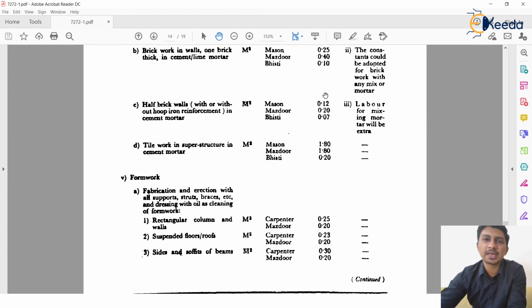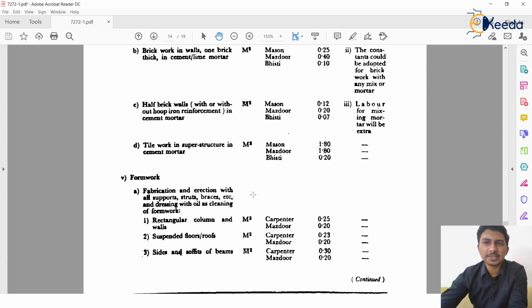Based on that, we are just going to pick up the constant out of this one, and multiply this constant with the quantity that we are taking out. So suppose in case of the formwork, over here for suspended roofs, the quantity is in meter square. I need carpenter to be 0.23 and mazdoor to be 0.2. Suppose it's 5 meters square of quantity. What I'll do is multiply that 5 meters square to these two constants. I'll get another constant, and to that I'll apply the daily rate of these people, that is how much daily wage I give to these people. So I'll get the cost of this work to be done in a day.